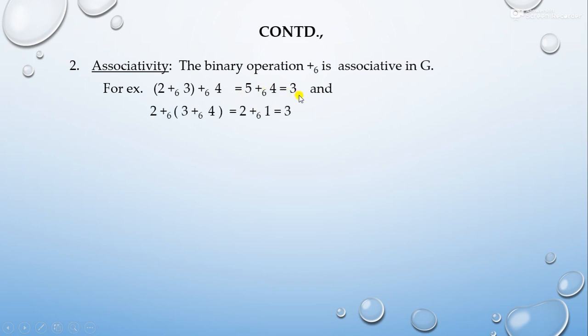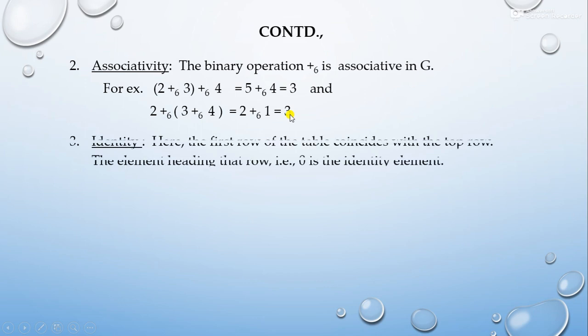Now for the associative property we check by adding 3 and 4 first. When we add 3 and 4 it becomes 7, but the remainder is 1. So 2 plus 1 is 3. Now you see that the left hand side is equal to the right hand side. It means that it holds the associative property.